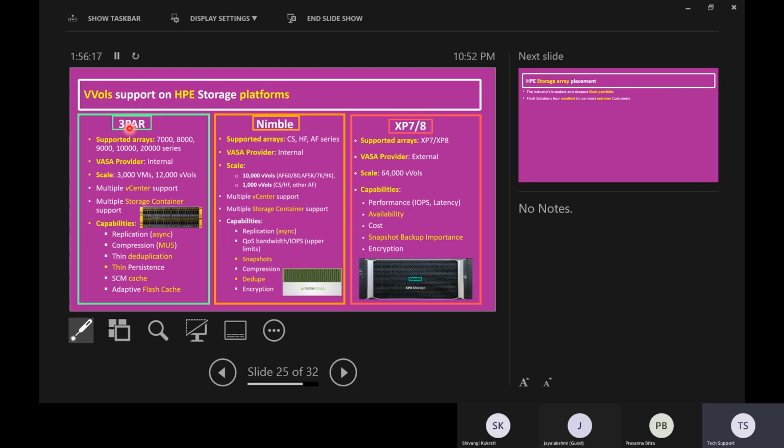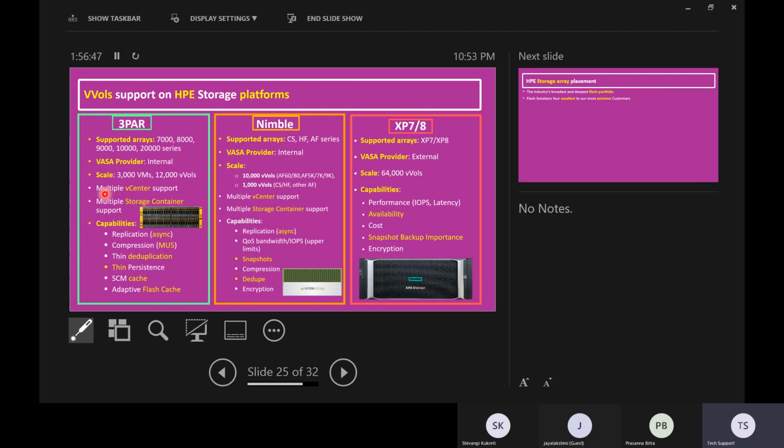Similarly, within the 3PAR, we have supported arrays 7000 and 8000, which are series of models. The latest model is the 20,000 series. And the VASA provider is internal. Internal means it's supported only for the 3PAR storage. This software won't support other vendors. And the scale: if I use 3PAR storage, what is the capacity of this software? It will support a maximum of 3000 virtual machines, and we can create a maximum limit of 20,000 virtual volumes.